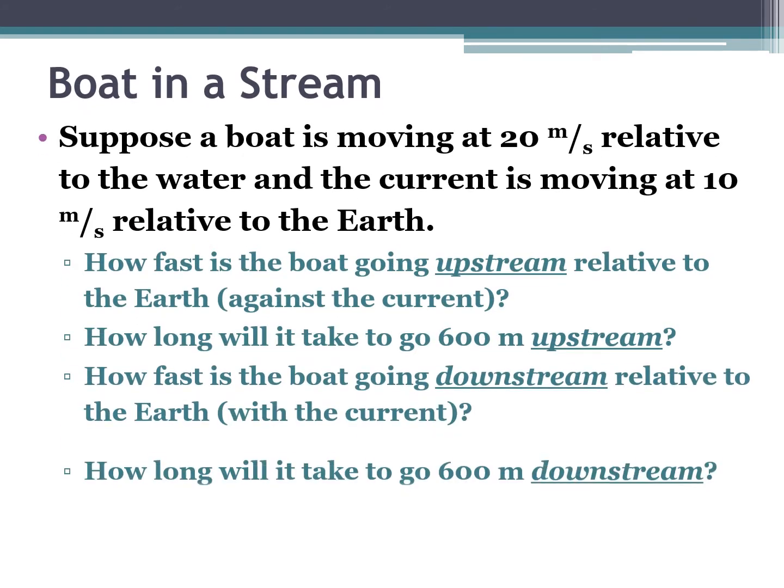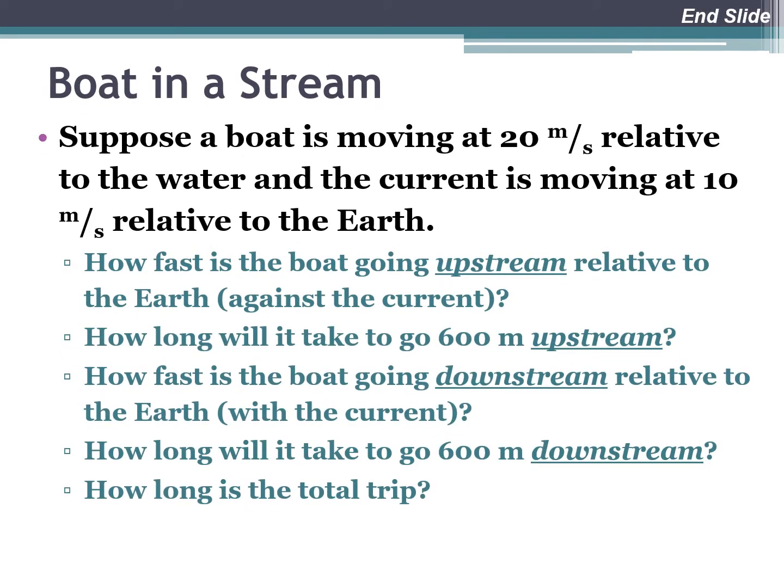So we have a boat in a stream, and let's suppose this boat is moving at 20 meters per second relative to the water. The current is moving at 10 meters per second relative to the earth. So what I want to know is how fast the boat is going upstream, and that means how fast it's going when it's going against the current. Then how long does it take to go 600 meters upstream as it's traveling that direction? And then how fast will it be going when it goes back downstream? And then how long will it take to get to 600 meters downstream?